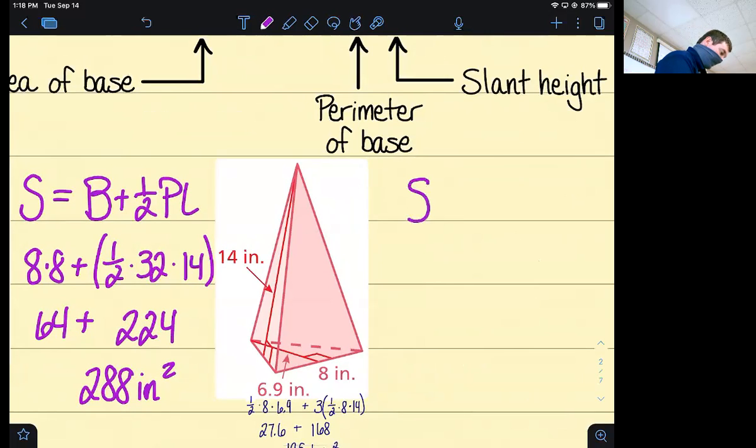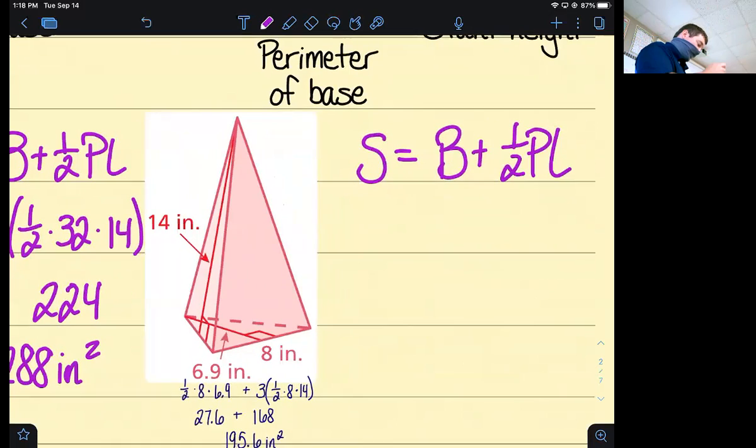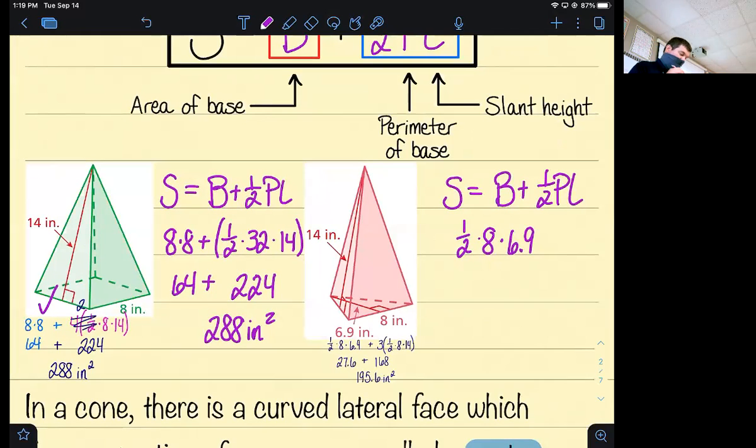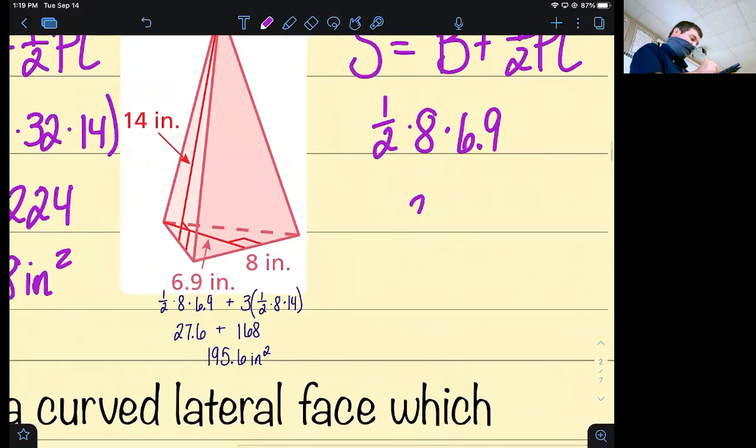Let's see. Surface area equals capital B plus 1/2 PL. Good idea to go ahead and write these formulas on top of our work paper so we can always go back to them. And like I said, if you want to memorize it, help yourself memorize it, write it at the top of every problem that you do. And just plug in underneath it. Capital B is going to be 1/2 times the base of 8 times the height of the base, which is 6.9. And we said last time that that was 27.6, if I can read my tiny writing there. So that's going to give me 27.6. That part of it was the same. Haven't done anything different there.